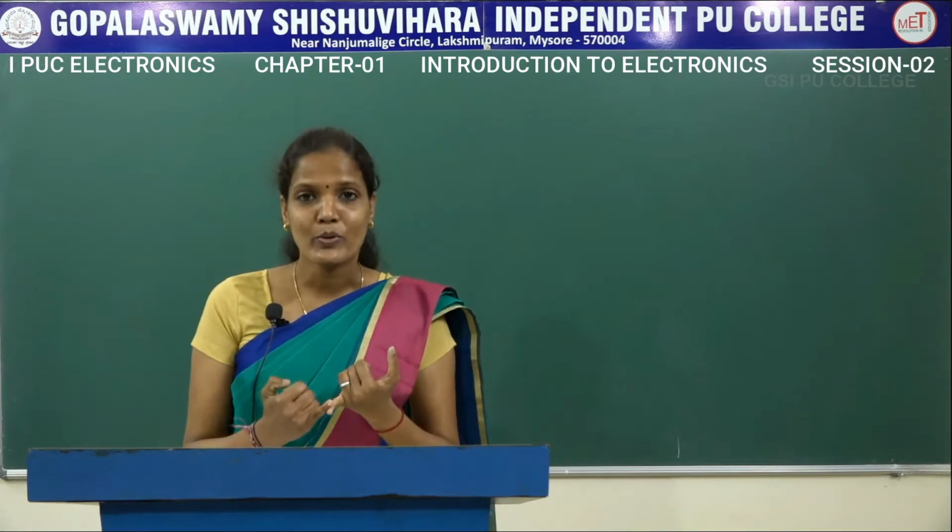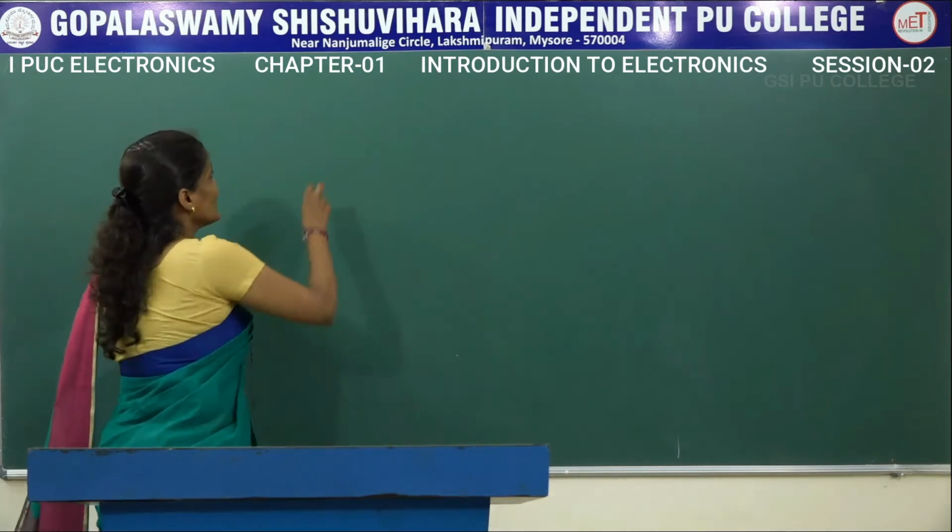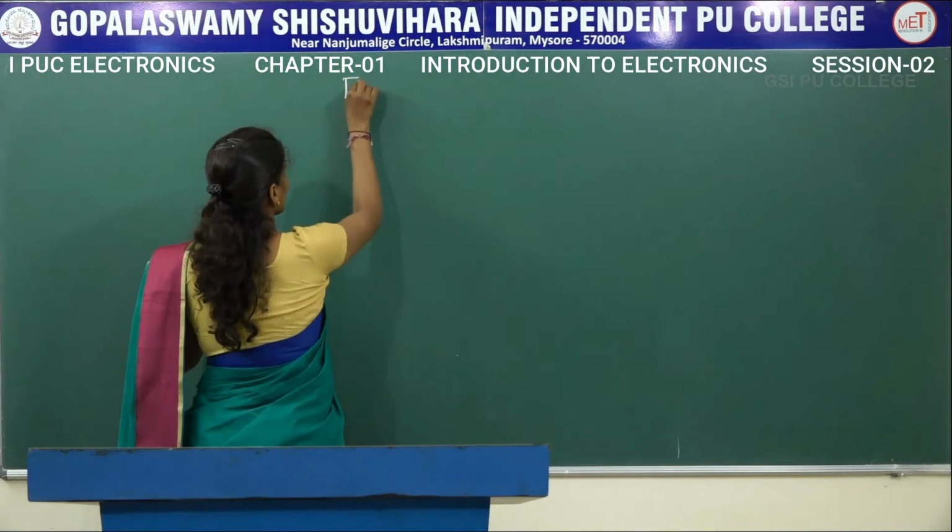This is the second session of our first chapter, that is Introduction to Electronics. In the earlier session, that is in session 1 of this same chapter, we discussed the definition of electronics and how these electronic devices were developed with the vacuum tube devices, the semiconductors and the transistor. In this session, we are going to see the next type of semiconductor devices which was invented, which is called the field effect transistor.